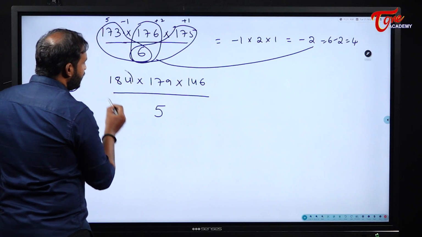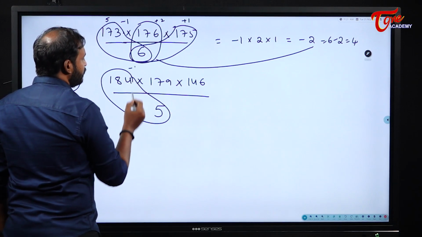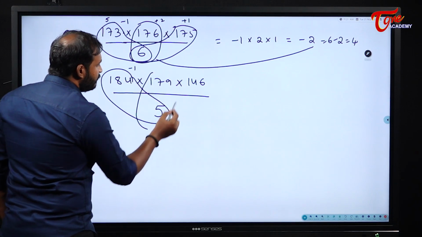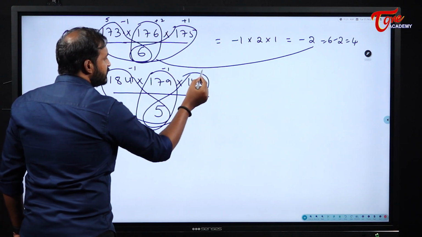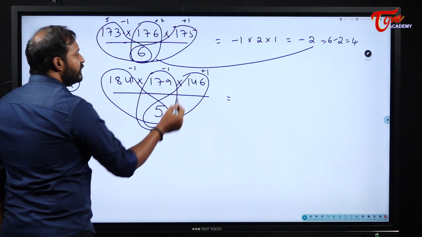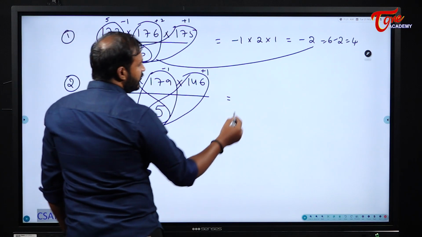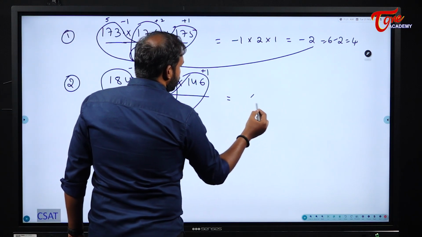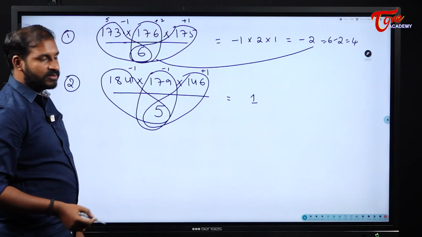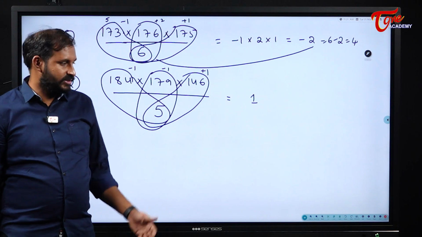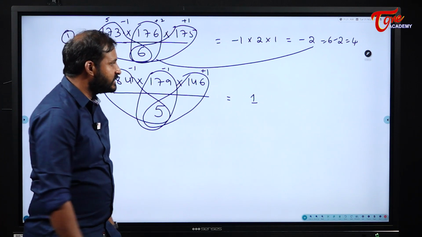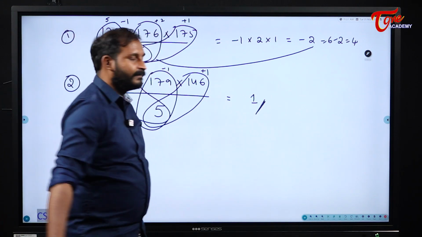Now, similarly, 184 by 5, what is it? Minus 1. Next, 179 by 5, what is it? Minus 1. 146 by 5, what is this? Plus 1. So, minus 1 into plus 1, what will you get here? Plus 1. So, the final answer also becomes 1. Why? Because minus into minus is plus, plus into plus is plus. So, at last you will get the remainder as 1.